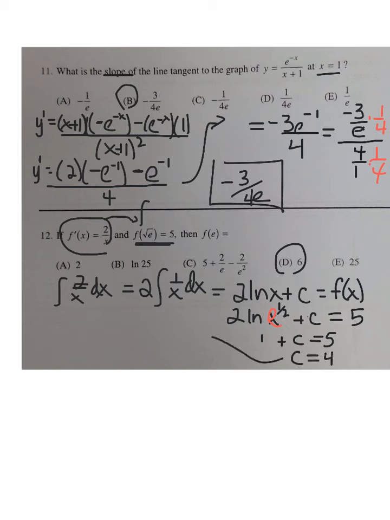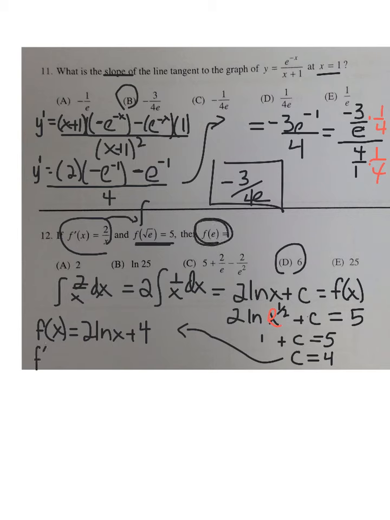Okay, and I'm going to just bring this back around over here because I've got some room here. All right, so let me just go back. So now I'm going to just rewrite my function. Now that I know what my c is, f of x is 2 times the ln of x plus 4, right? And then lastly, if you look right up here, they want to know what f of e is.